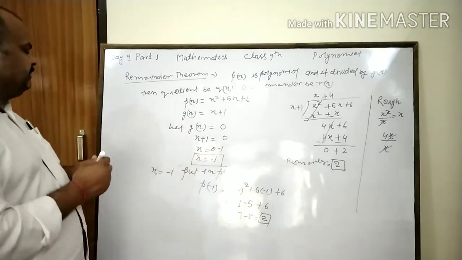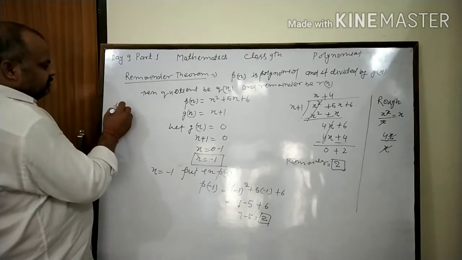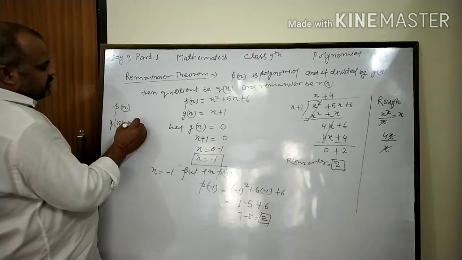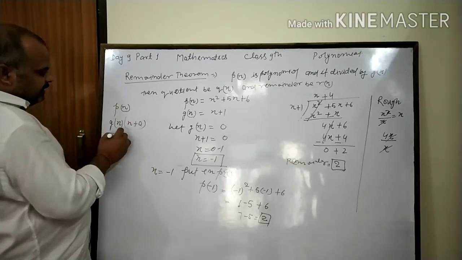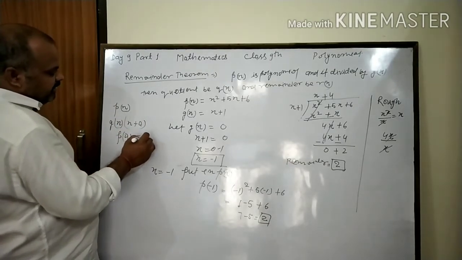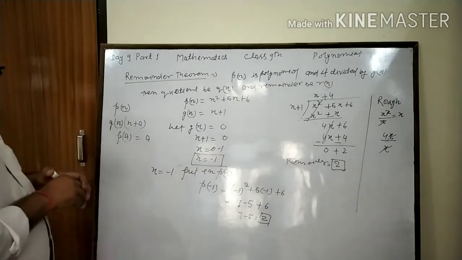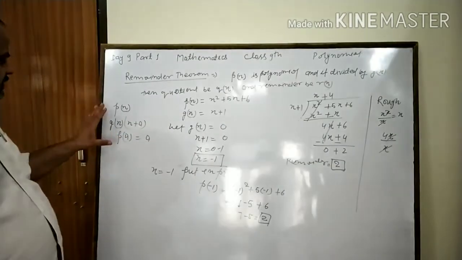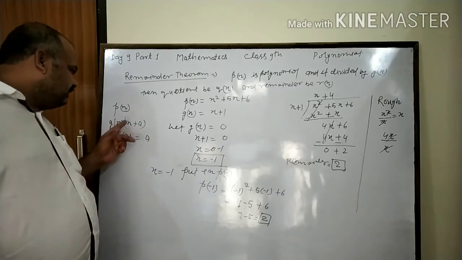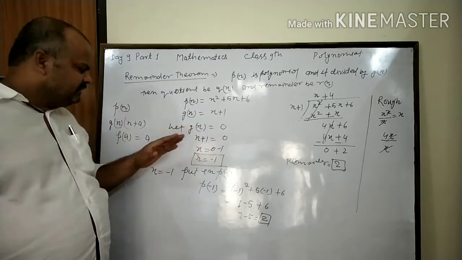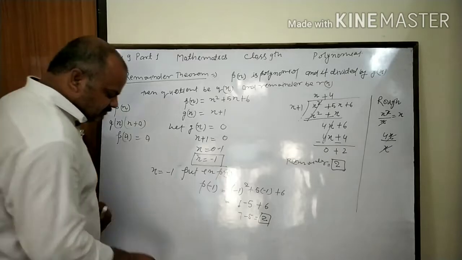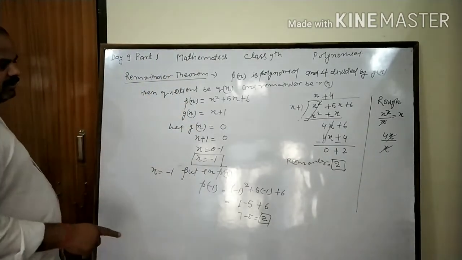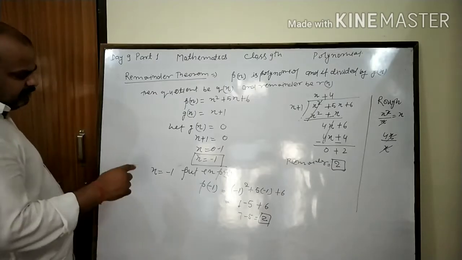In your book it is given: if p(x) is a polynomial which is divided by another polynomial x plus a, then p(minus a) is the remainder. Clear? It means you can get this value a from here. Then you should not see only this one. Suppose if you want the remainder, then you can apply this process. See one more question.